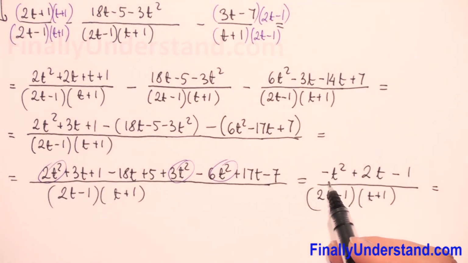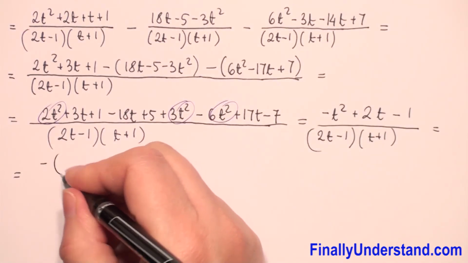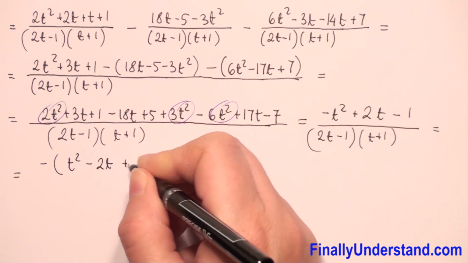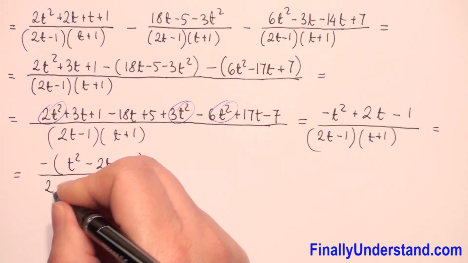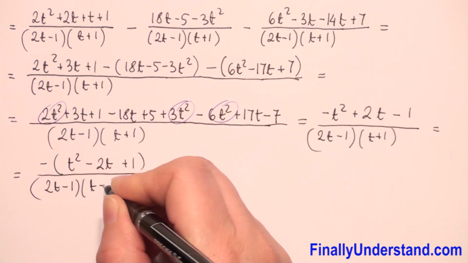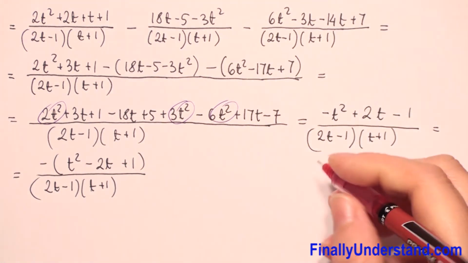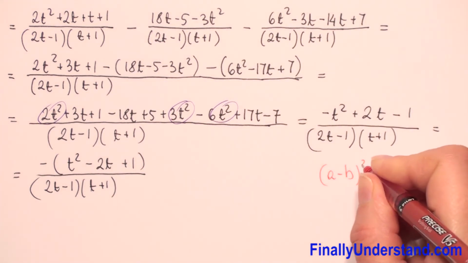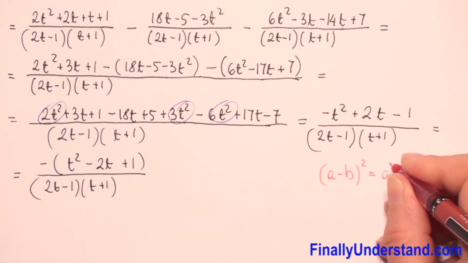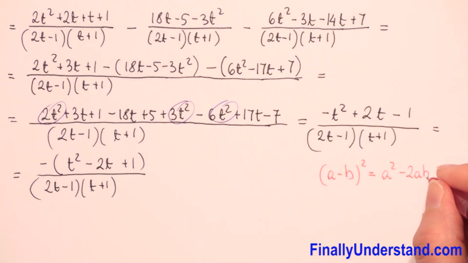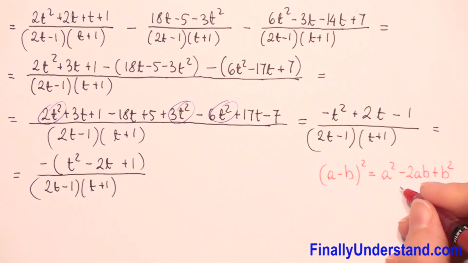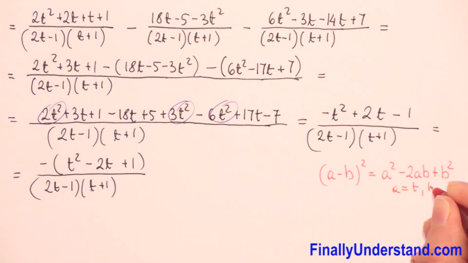What else can we do? We can factorize negative 1, the negative sign, from the numerator. So we will have t squared minus 2t plus 1 over 2t minus 1, and we have to copy times t plus 1. And we see that in the parentheses we have a square of a difference. Well, let me remind you of this formula. When we have a minus b to the second power, this is equal to a squared minus 2ab plus b squared. So a is equal to t, b is equal to 1 in our example.